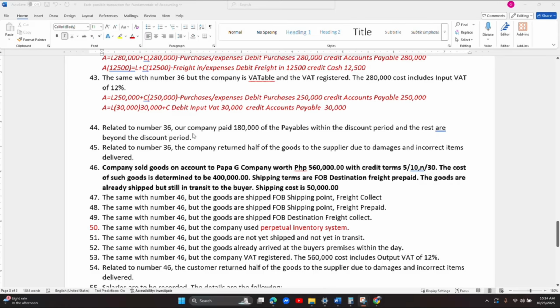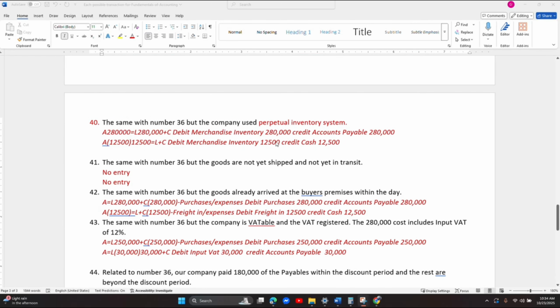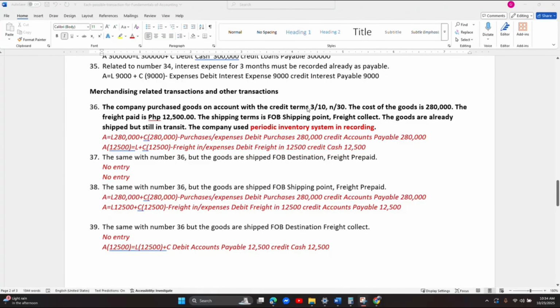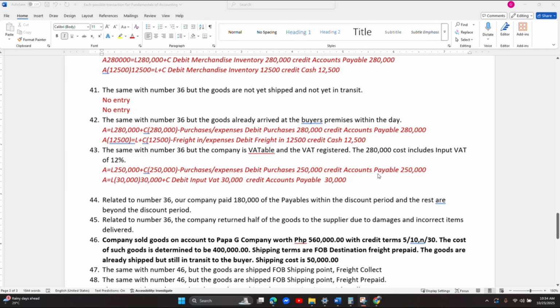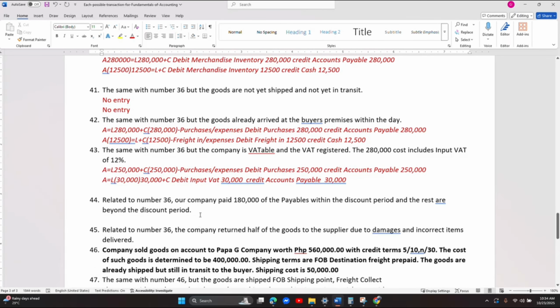Related to number 36, our company paid 180,000 of the payables within the discount period, and the rest are beyond the discount period. Again, in number 36, the credit terms is 3, 10, 30. The cost of goods is 280,000. So that means 180,000 was paid within the discount period. So there are two analyses that we're going to make here: the 180,000, and the 100,000, which is not paid within the discount period. Let's start with the 180,000.